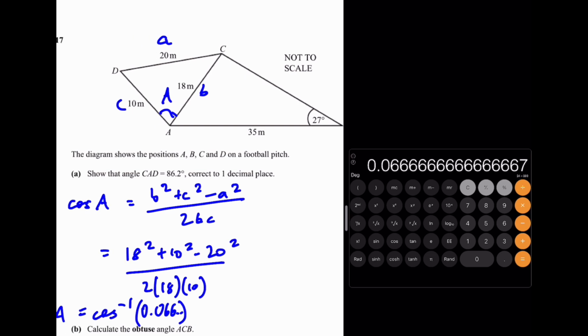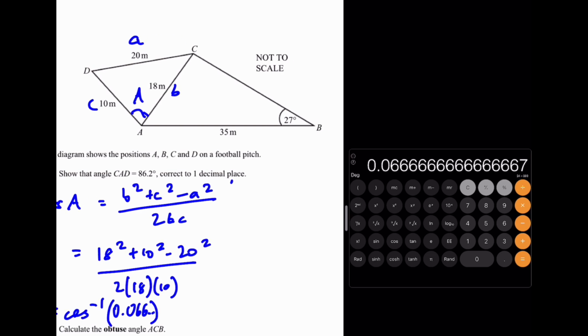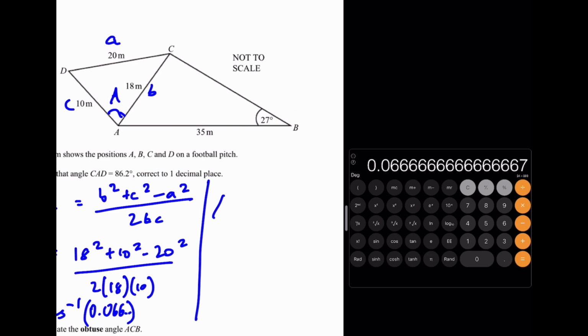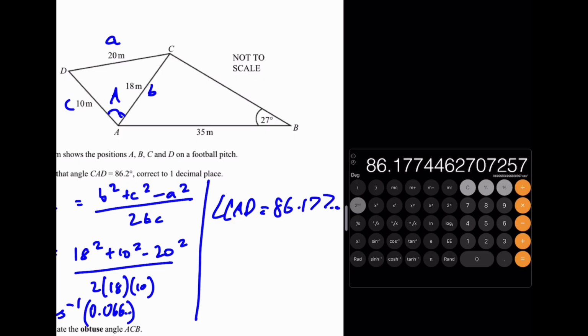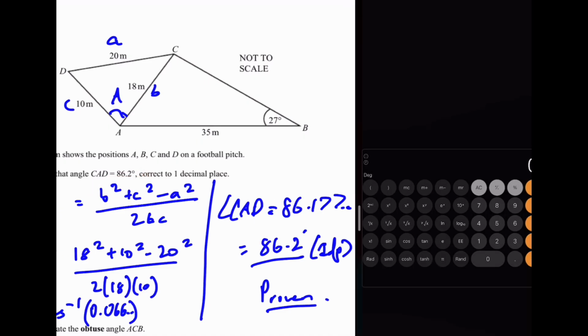make sure your calculator is in degree mode, and this angle CAD is going to be 86.177 dot dot dot, and to one decimal place it is 86.2 degrees. And since this is what we've been asked to prove in the question, we have proven it, and this is our answer. Let's go to part 2.